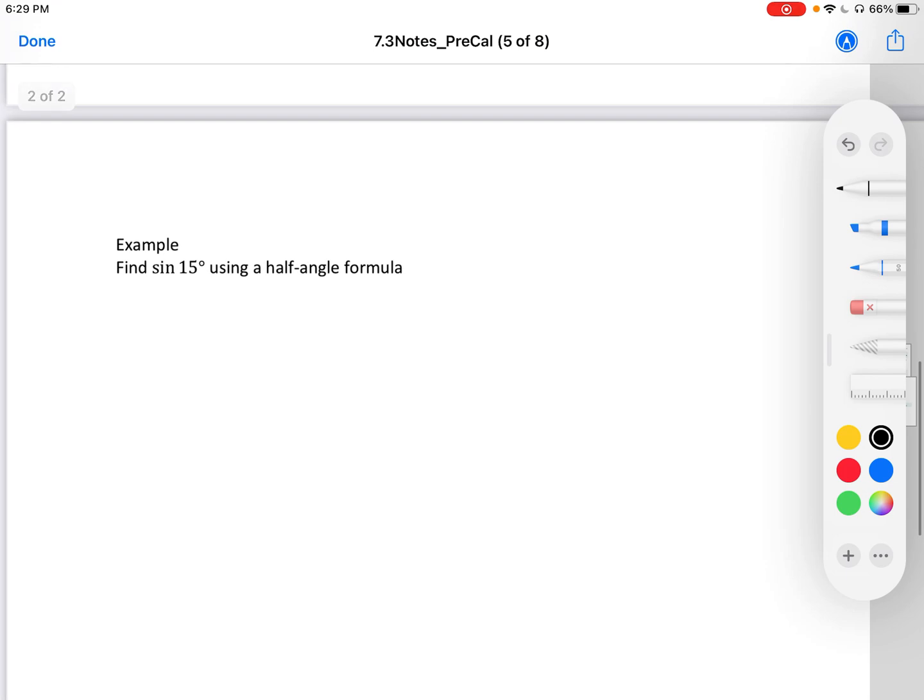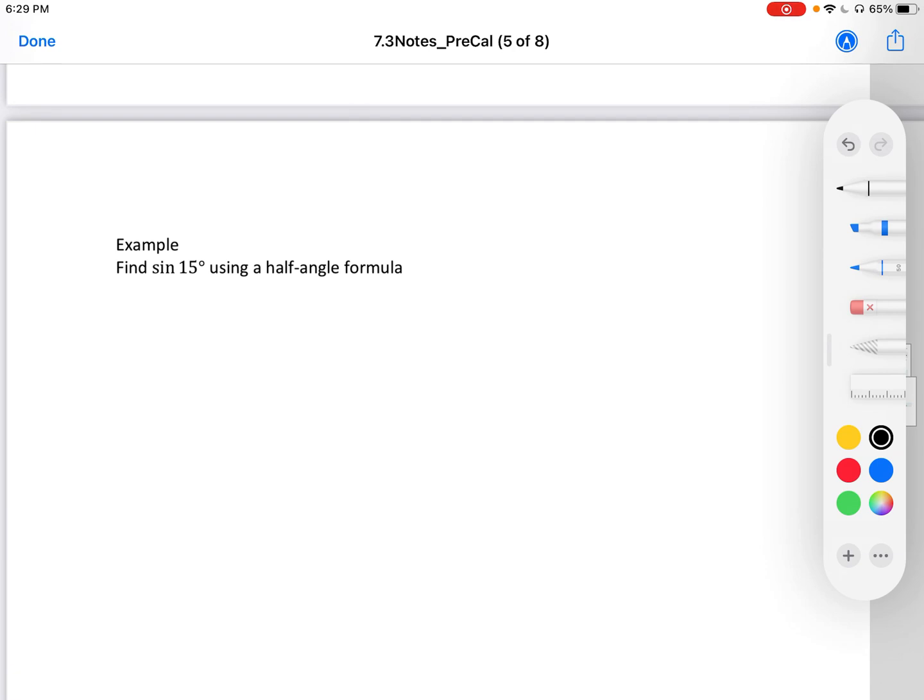Okay, so let's see how we can use the half angle formula, and you can use your double angle similarly as well. So let's find the sine of 15. If you take a look at your unit circle, we don't have 15 degrees. We have increments of 30 and 45. So how can I find this using my half angle formulas? All right, so let's take a look at our formulas above.